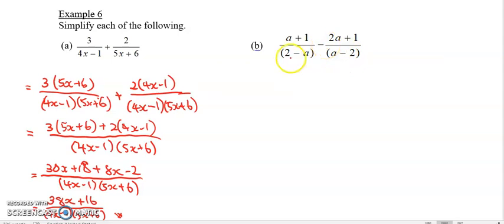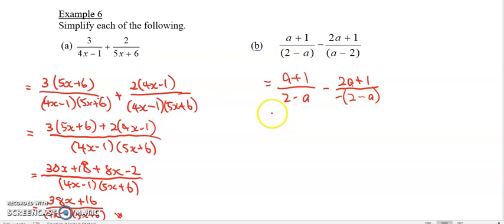So for such a case, we can convert them by factorizing out -1 from either one of them. So a plus 1 over 2 minus a, okay, this is the first fraction. So for the second fraction, what we can do to the denominator, once we've factorized out -1, is change the position of the terms in the subtraction. Alright, this is, I think, in your notes number 6 or 7.